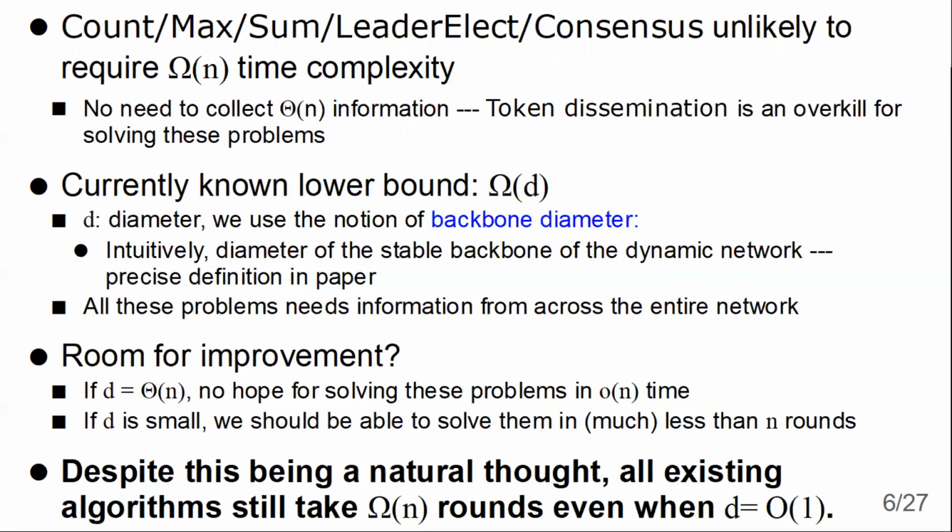Now, if d is theta n, then obviously there is no hope of solving this problem in o(n) time. But when d is small, it seems that we should be able to solve these problems in less than n rounds. Despite such natural thoughts, however, no existing algorithm can achieve this. In particular, all the existing algorithms continue to require omega n time complexity, even when d is as small as a constant. Putting it another way, these algorithms still incur at least linear time complexity, even when d is O(1).